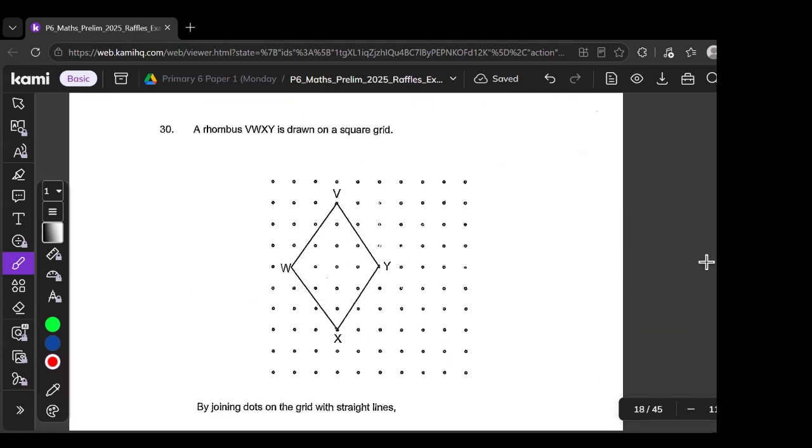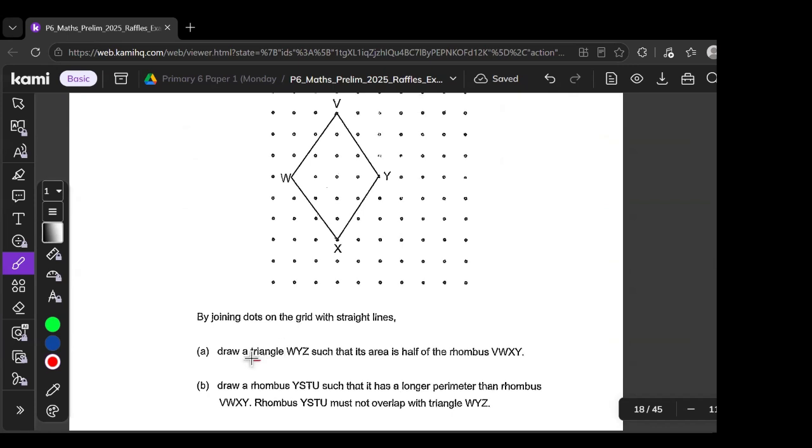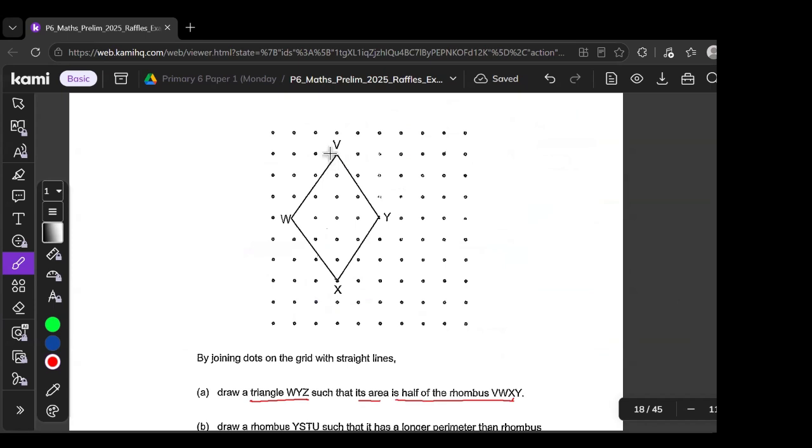Okay, the last question. How do we draw a triangle such that the area is half of the rhombus? First of all, you will need to know what is the area of the rhombus. Break the rhombus into 2 triangles. What's the base? 1, 2, 3, 4. The base is 4. Half times 4. What's the height? Starting point, don't count. 1, 2, 3. Half times 4 times 3. So you have 6. So the area is 6.